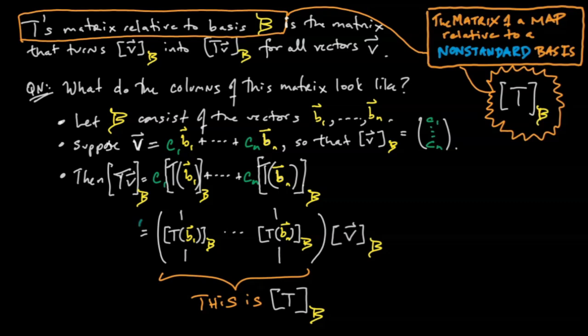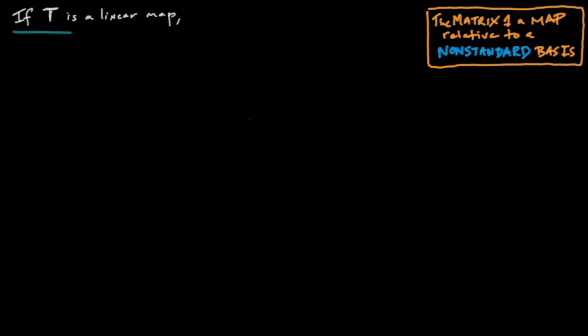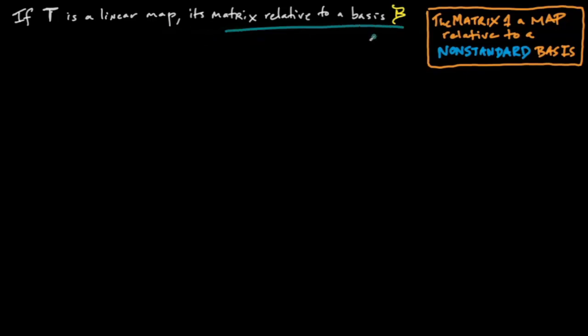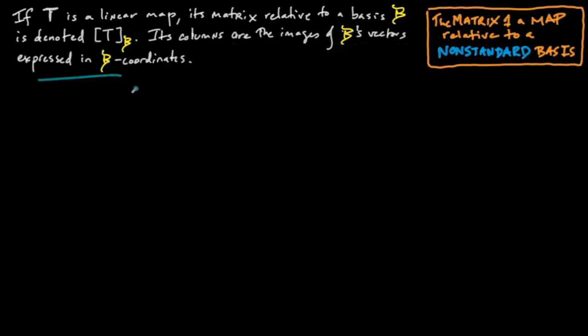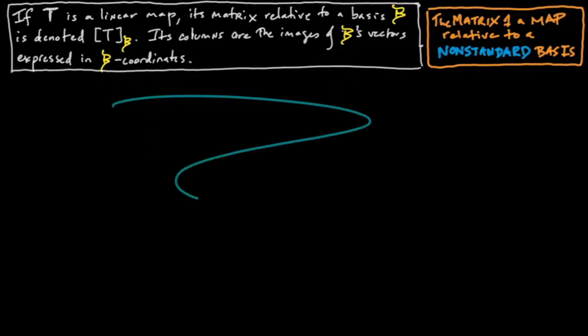Let's summarize what we have just discovered here. If T is any linear map, then its matrix relative to a basis B is denoted T in brackets with a subscript B, and its columns, as we have just proved, are the images of B's vectors expressed in B coordinates. And there we have it.